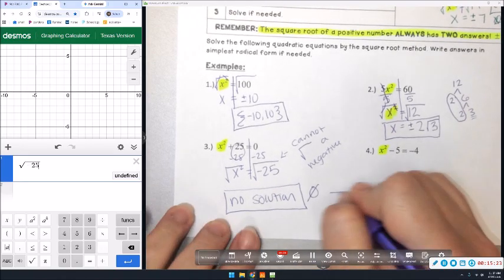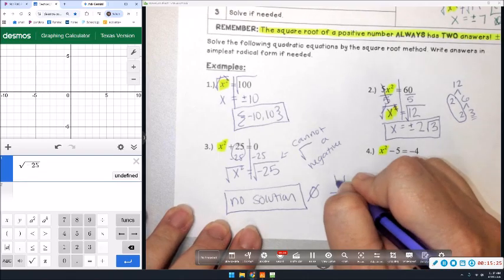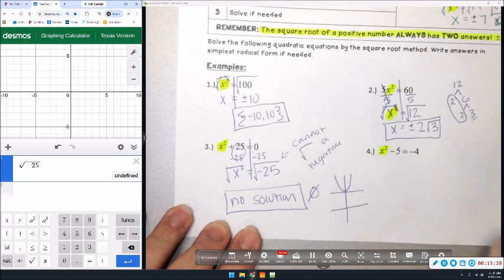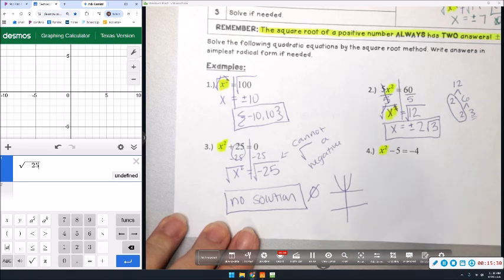So pretty much if we were to have graphed this one to solve by graphing, you would have an x squared here and a negative 25. Do those two lines ever touch? That's why. Okay. So yeah.